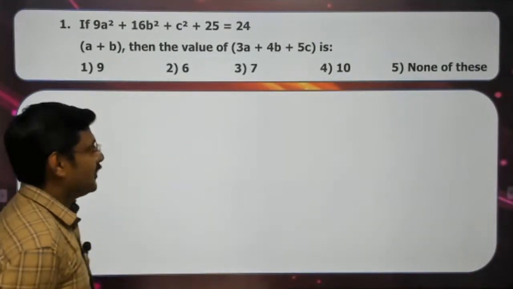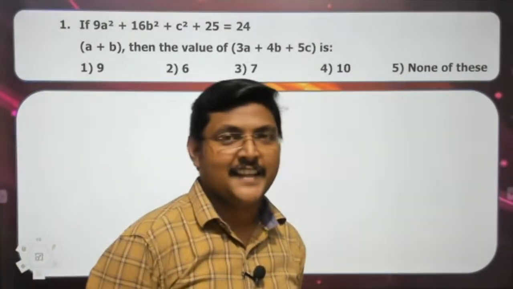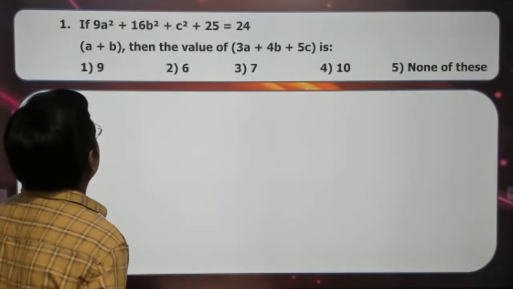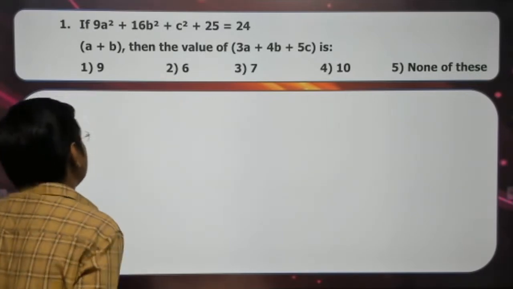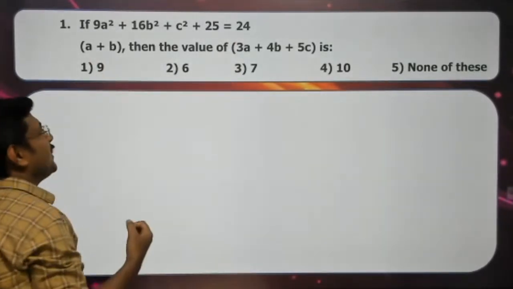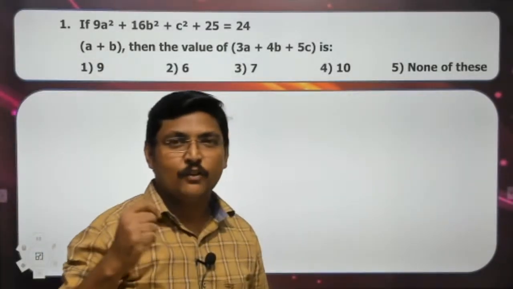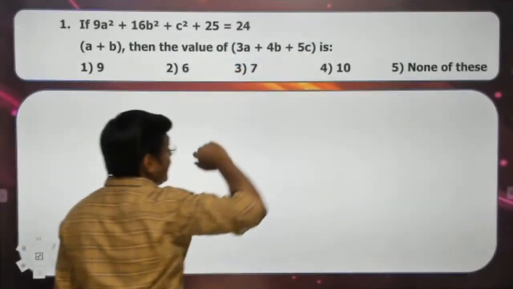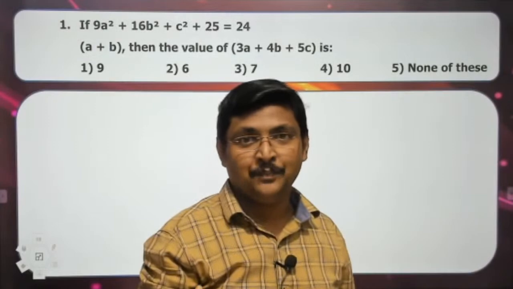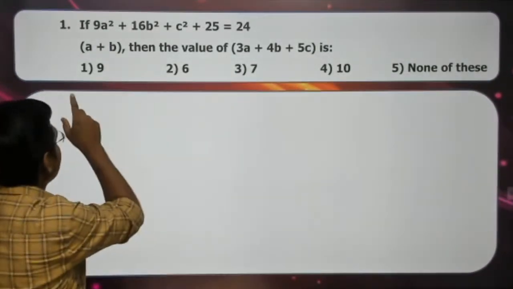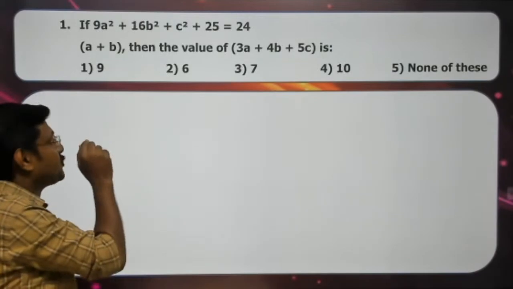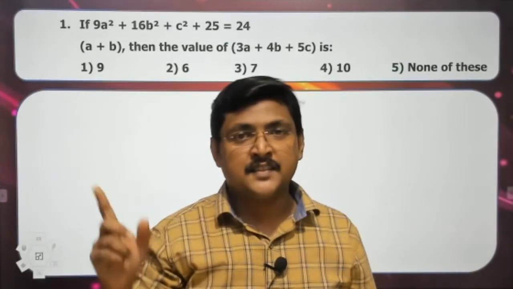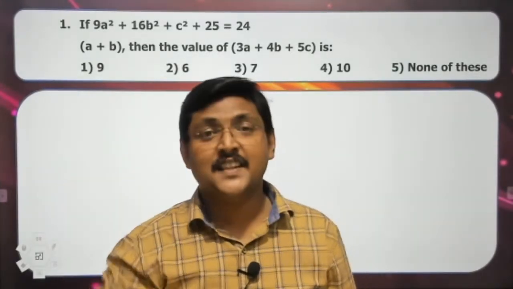Listen carefully. In the session I am also showing an animation related to that. So the question: if 9a square plus 16b square plus c square plus 25 is equal to 24 into a plus b, then the value of 3a plus 4b plus 5c is. So here we need to find the value of 3a plus 4b plus 5c. For that we should find the values of a, b and c, and for that an if condition is given, right? That is, if 9a square plus 16b square plus c square plus 25 is equal to 24 into a plus b. As I said in the previous class session, this question was asked in the SSC CGL examination.